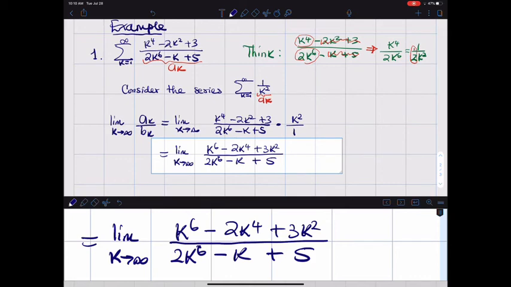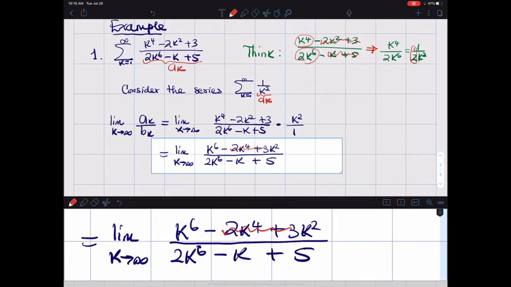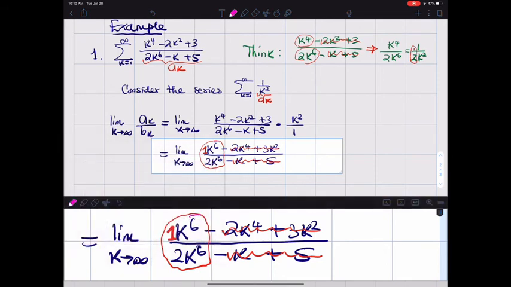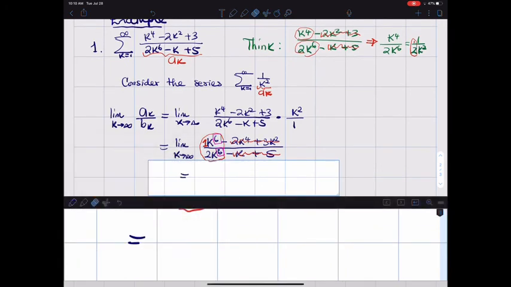This is the limit to infinity. Remember from Calc 1, you don't worry about these lower terms. You just look at the leading terms and the coefficients. If the two exponents are the same, then you just have to worry about the coefficients in front of k. So that tells us that this limit is equal to 1/2.